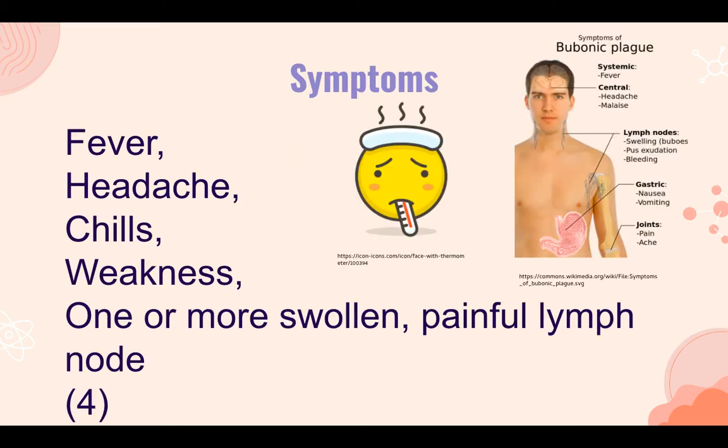Symptoms. So you have fever, headache, chills, weakness, and one or more swollen, painful lymph nodes, which are called buboes. You can also get vomiting and quite a few other things.